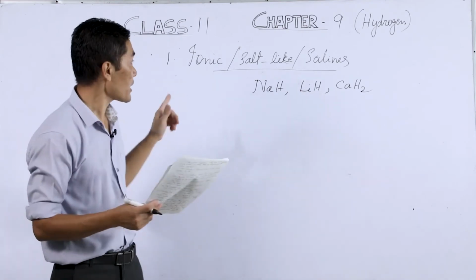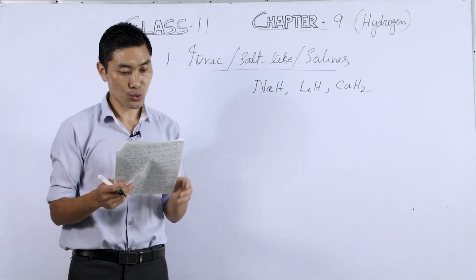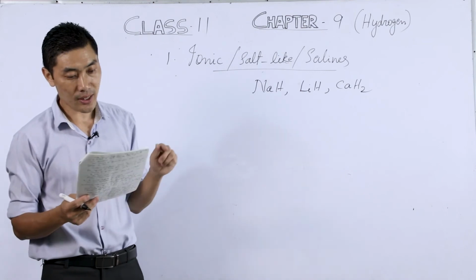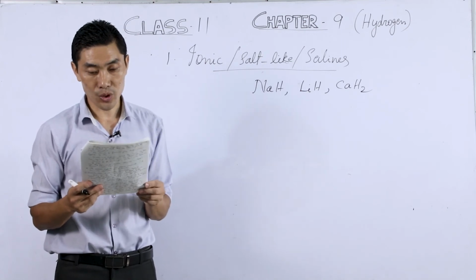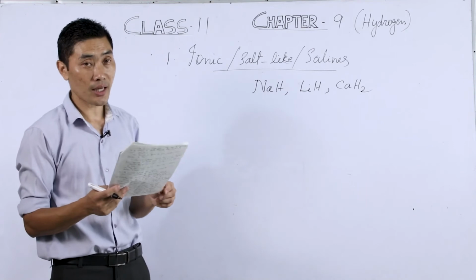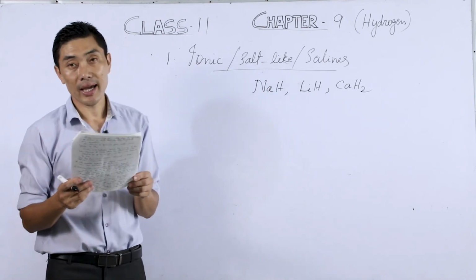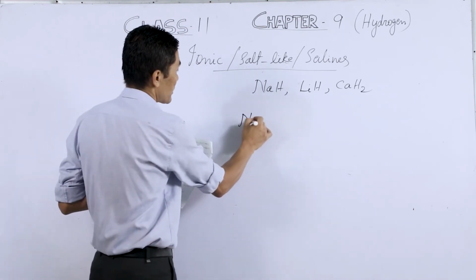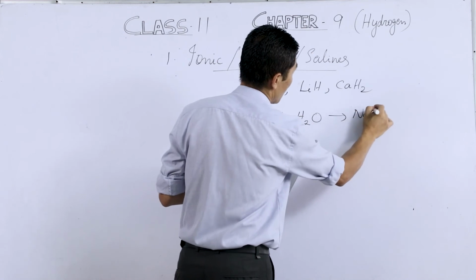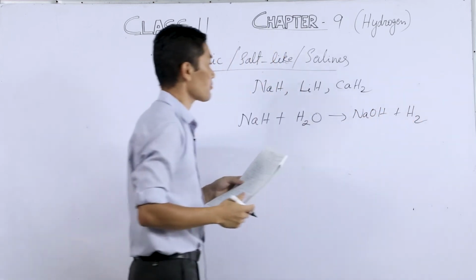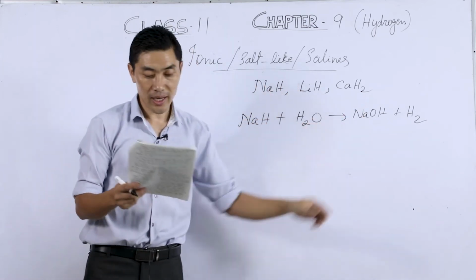Now these saline hydrides are crystalline, non-volatile, and non-conducting in the solid state. However, in the molten state, they conduct electricity, and on electrolysis, they liberate dihydrogen gas at the anode, which confirms the existence of hydride ions in these hydrides. They also react violently with water, producing dihydrogen gas. So if we take a saline hydride like sodium hydride, it reacts with water to form hydrogen gas. All these saline or ionic hydrides will react with water to form hydrogen gas.